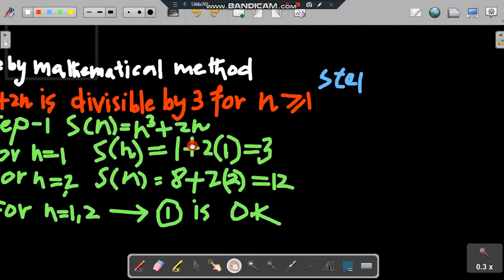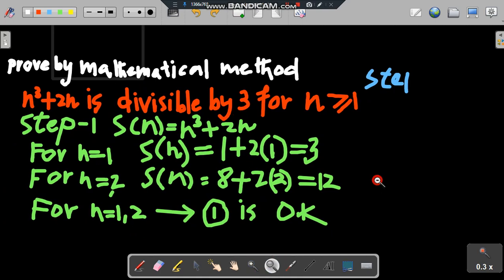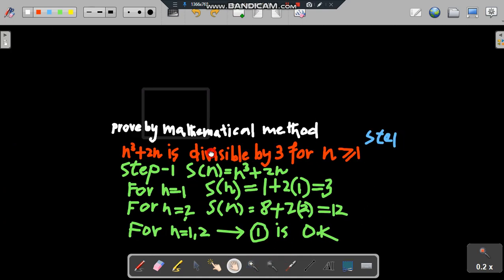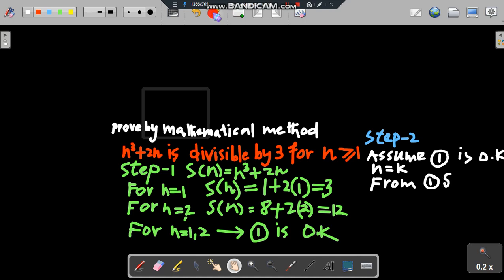Now let us minimize so that you can see the whole thing coming through. For step 2, we have to assume that the fact is true for n equal to k also. For n equal to k, the fact 1 is true. That is what I am assuming. If I assume like that, I will get S of k equals k cube plus 2k.